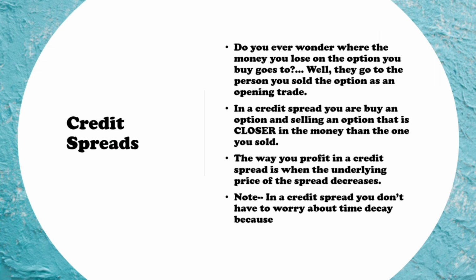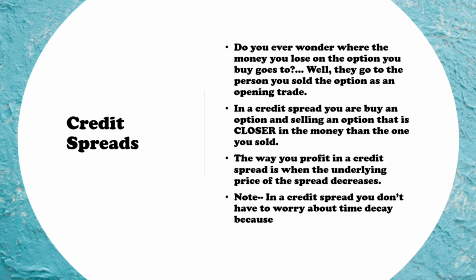So what are credit spreads? Do you ever wonder where the money you lose on an option goes to? Well, generally they go to the person who sold you the option as an opening trade. And in a credit spread, that's exactly what you're doing. So in a credit spread, you are buying an option and selling an option that is closer in the money than the one you sold. And the key difference here is closer because in a debit spread, it's further out in the money, and that's the main difference between both spreads, and we'll get into that later.